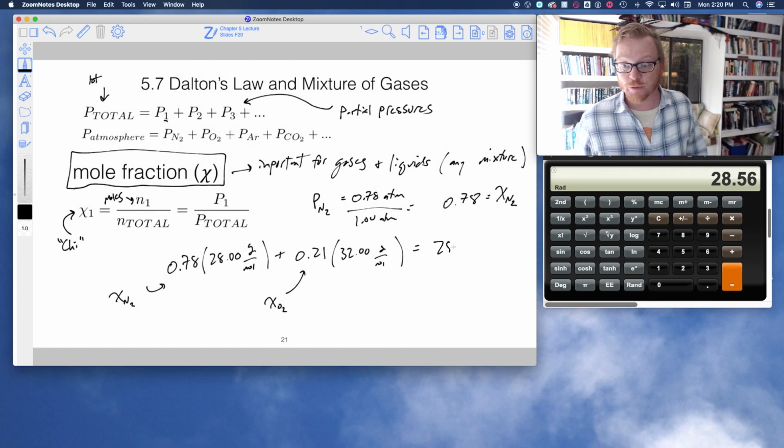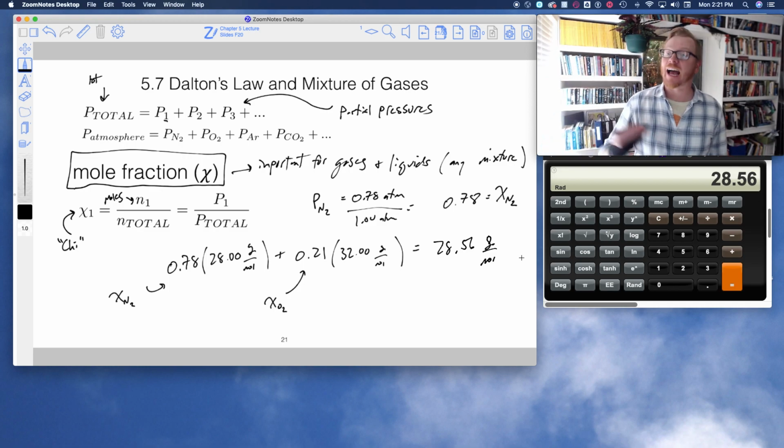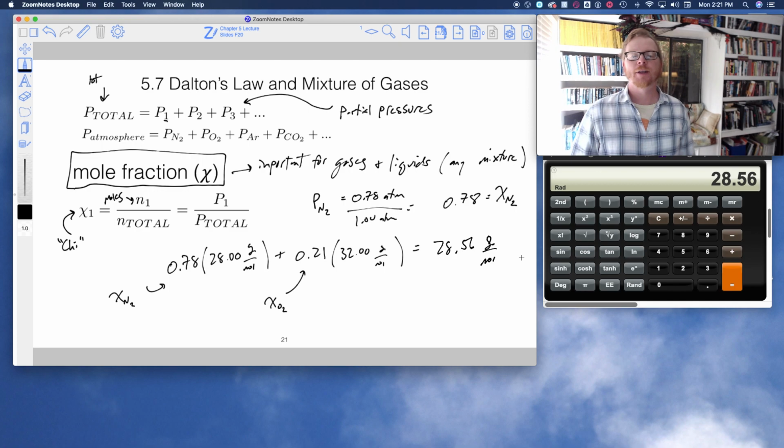Right, so from there you can see I get 28.56 grams per mole. And of course, if we added the other 1% of those gases, I'd have an even more refined number for the average mass of air. Okay. So we can use these mole fractions as an easy way of doing calculations in mixtures.